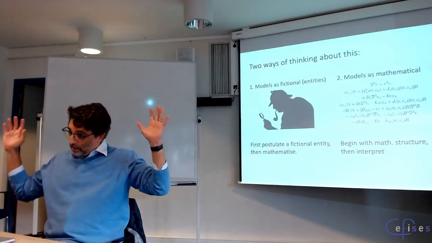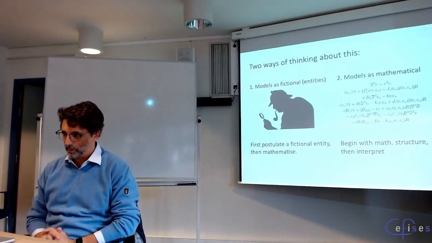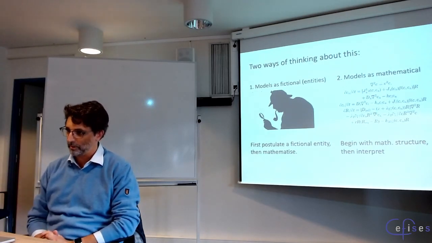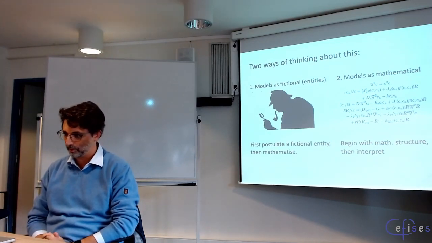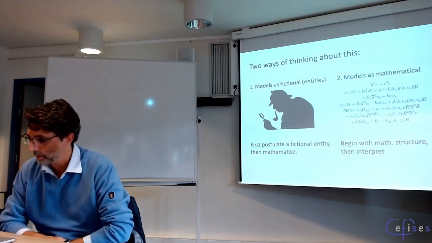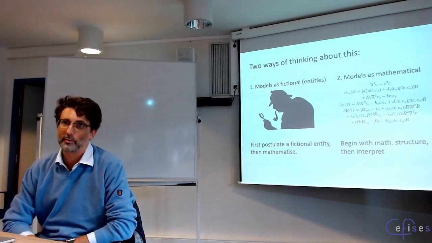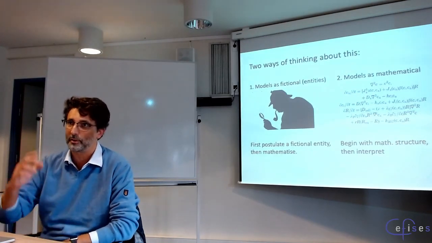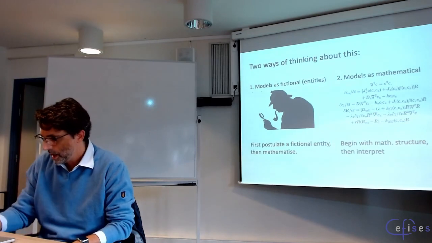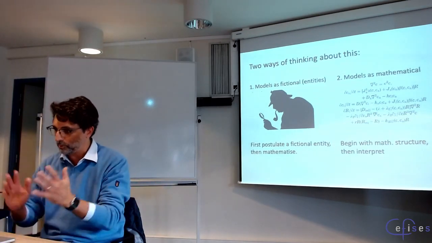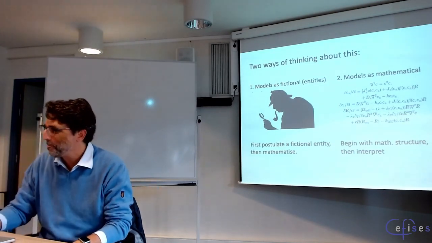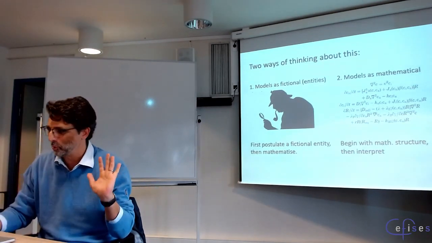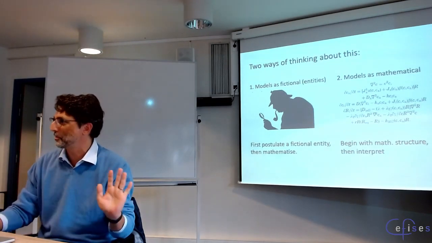And there are at least two candidates here. One school of thought thinks that models are fictional entities, something along the lines of Sherlock Holmes or Middle Earth, as Peter Godfrey-Smith's favorite example is. The other school of thought says that models are mathematical objects, set theoretical structures, graph theoretical structures, or something of that sort. There's a lot to be said about this. I don't want to discuss this here, although I have a favorite. What matters for the current talk is that DEKI is indifferent towards this.